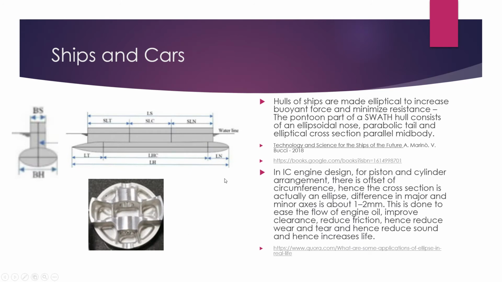Ships and cars also use ellipses. In fact, the hulls of ships and submarines are designed to have an elliptical cross-section, which minimizes resistance and increases the buoyant force. In an internal combustion engine, they design the piston and cylinder to have an elliptical cross-section to improve the flow of oil, reduce friction, and increase engine life.